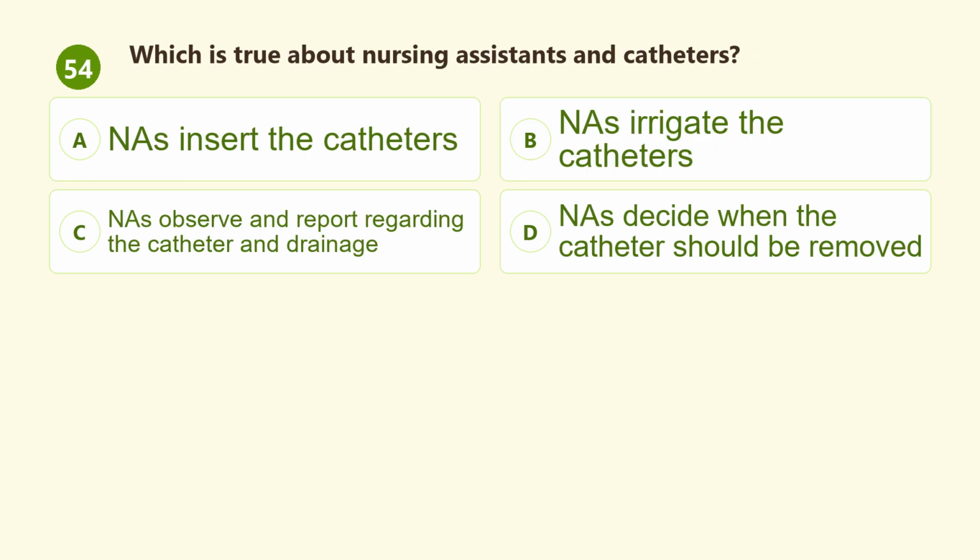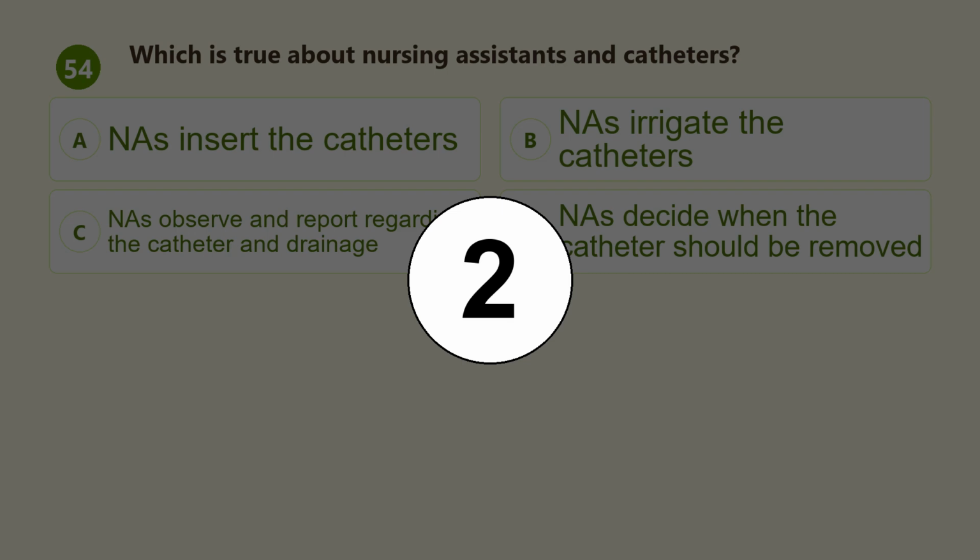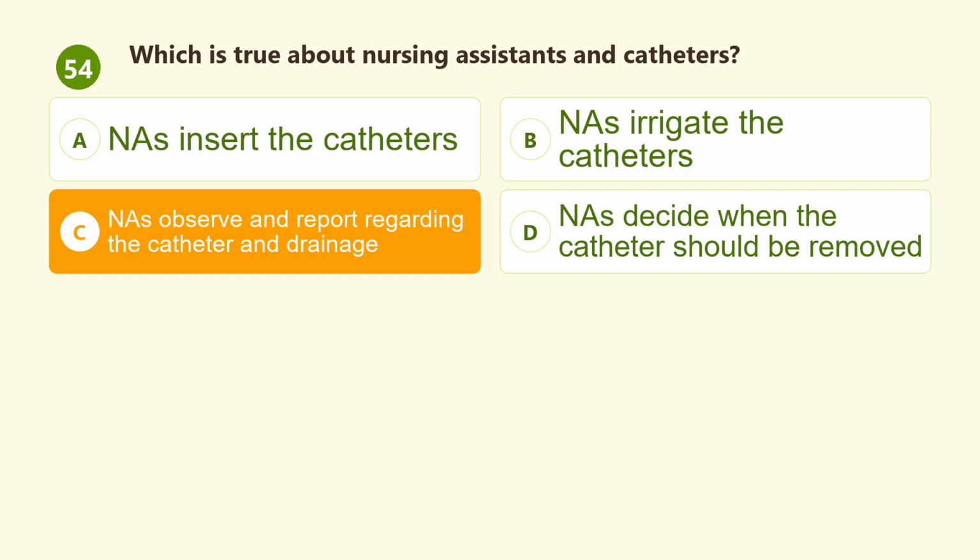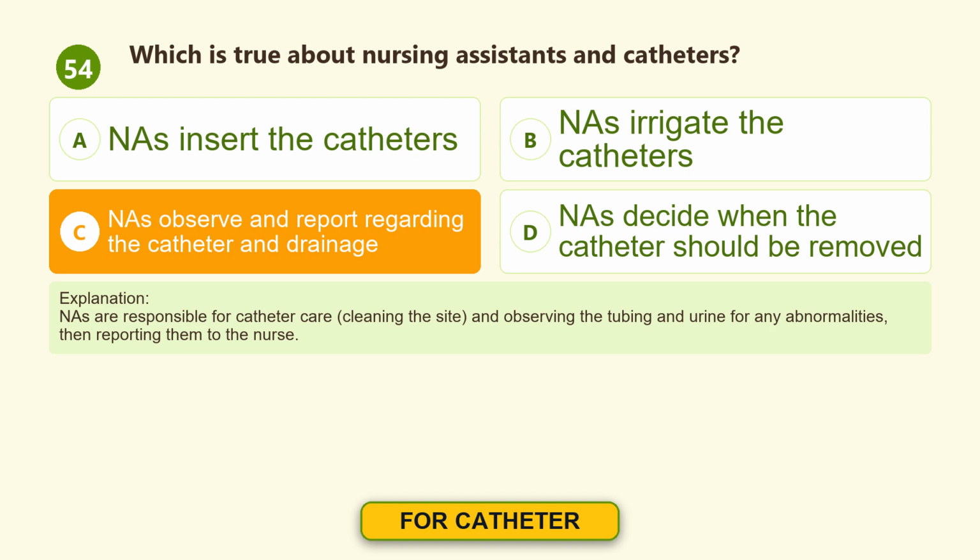Question 54. Which is true about nursing assistants and catheters? Option A, NAs insert the catheters. Option B, NAs irrigate the catheters. Option C, NAs observe and report regarding the catheter and drainage. Option D, NAs decide when the catheter should be removed. The correct answer is option C, NAs observe and report regarding the catheter and drainage. NAs are responsible for catheter care, cleaning the site, and observing the tubing and urine for any abnormalities, then reporting them to the nurse.